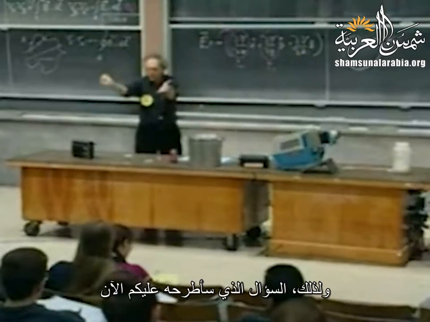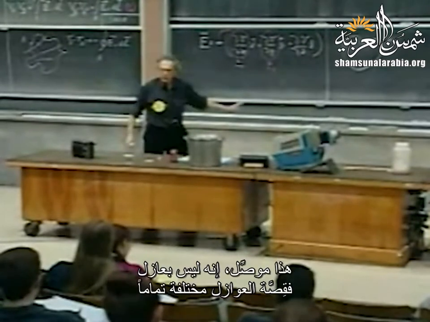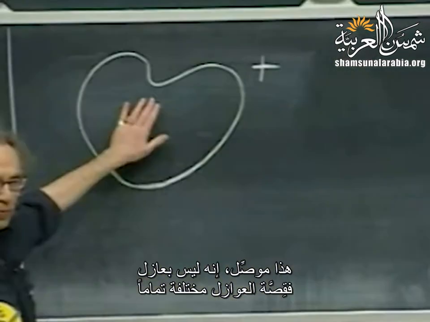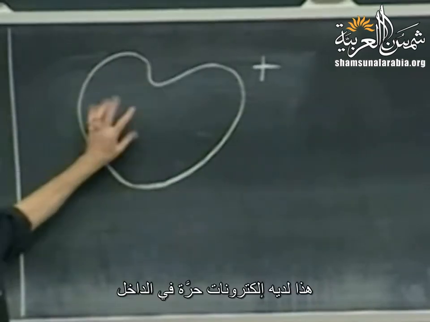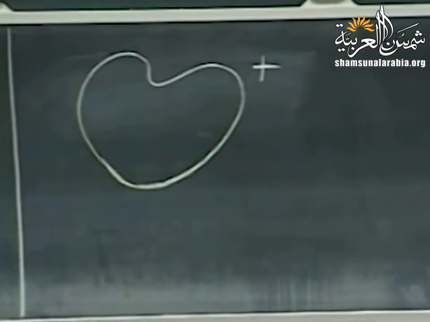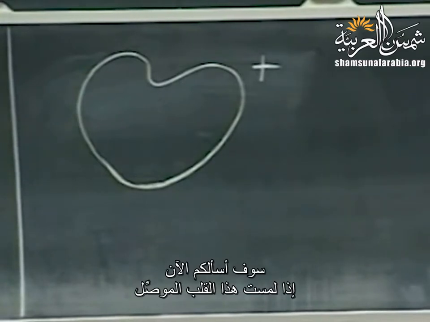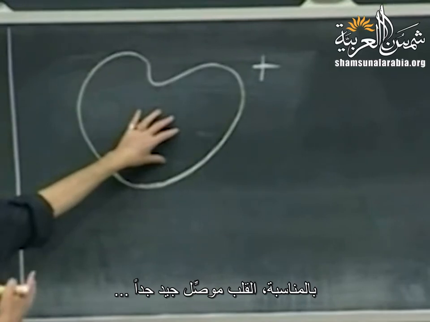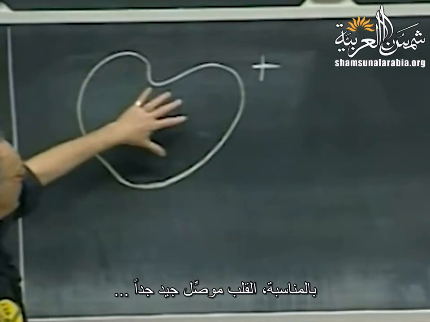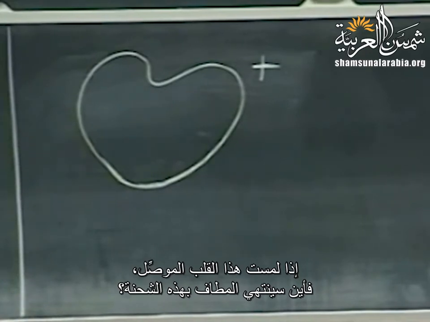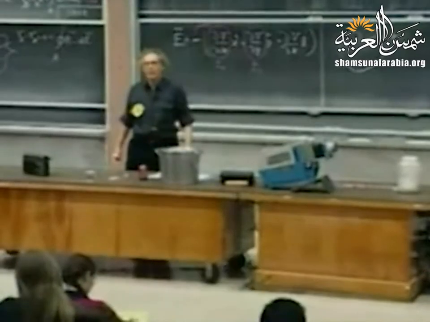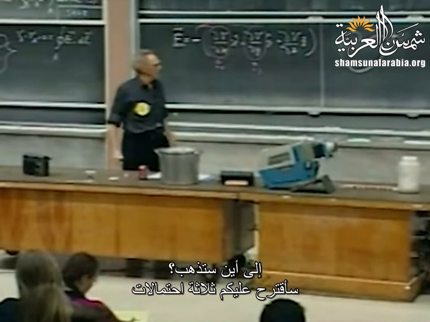And so the question that I'm asking you now, this is a conductor, this is not an insulator. The story for insulators is totally different. This has free moving electrons inside. I'm asking you now, if I touch this conducting heart, by the way, your heart is a very good conductor. If you touch this conducting heart, where would this charge end up? Where would it go to?